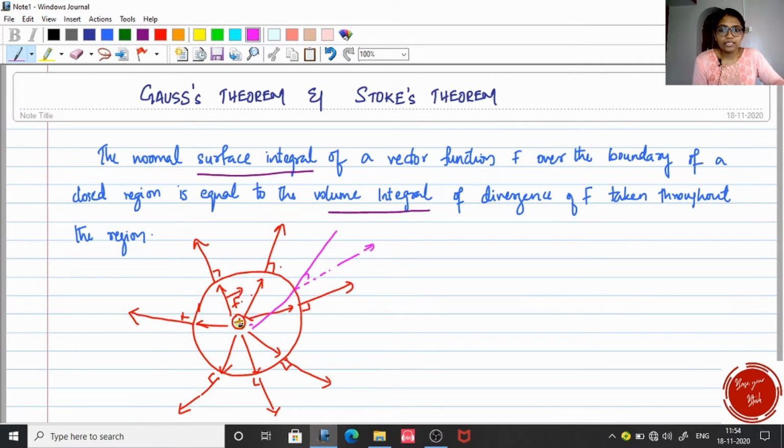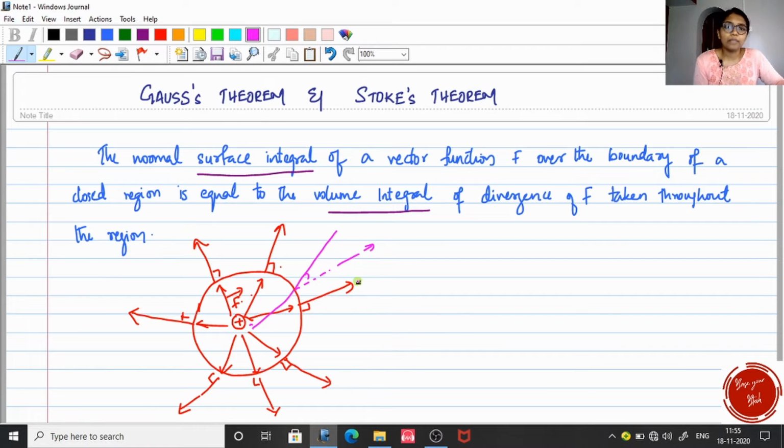Here in this case, the positive charge is giving out its electric flux lines, or the electric flux lines are diverging out from the positive charge. So here the term divergence comes out. That is, we have to take the divergence of the electric flux, and to be specific, the divergence occurring inside the volume. So the volume integral of the divergence inside the region will be equal to the normal flux lines that emerge out from the boundary of that closed region. So that's all about Gauss's theorem, about the statement.